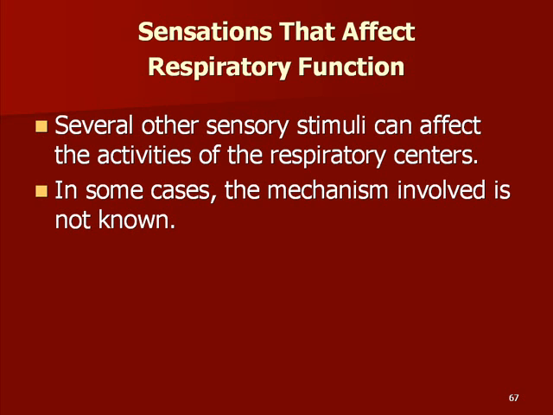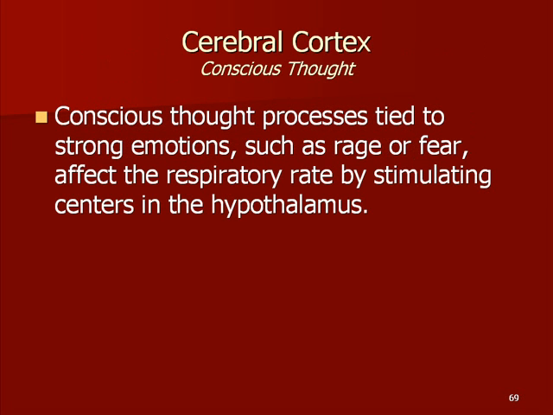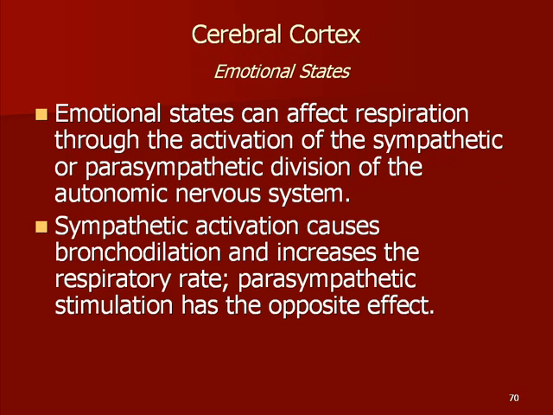In some cases, the mechanisms involved are not known. Activity of the cerebral cortex has an indirect effect on the respiratory centers. Conscious thought processes tied to strong emotions such as rage or fear affect respiratory rate by stimulating the centers of the hypothalamus. Emotional states can affect respiration through activation of the sympathetic or parasympathetic divisions of the autonomic nervous system. Again, I've alluded to these two divisions previously, sympathetic and parasympathetic.